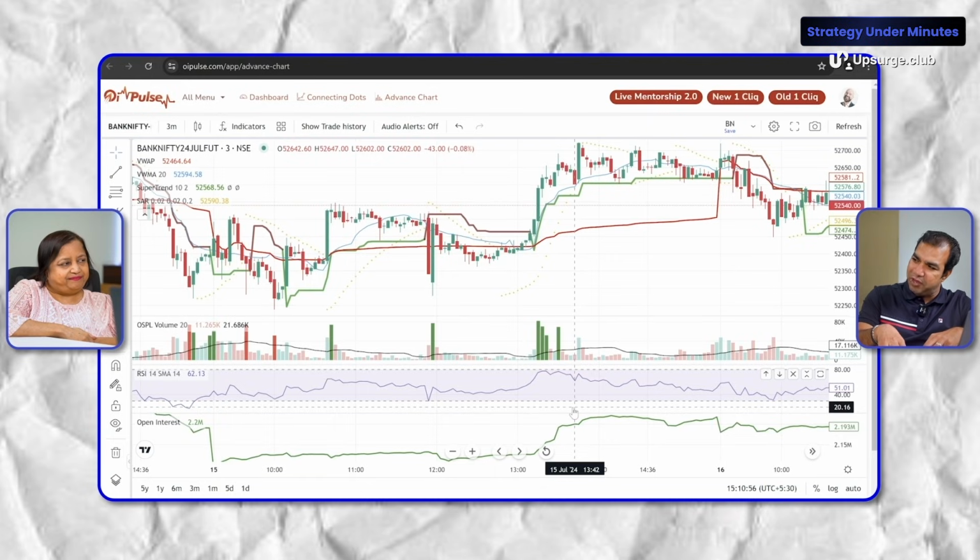But on the day of the expiry or one day before the expiry, choose a delta of 0.7 and above. Don't go above 0.9, then it will be too deep in the money.